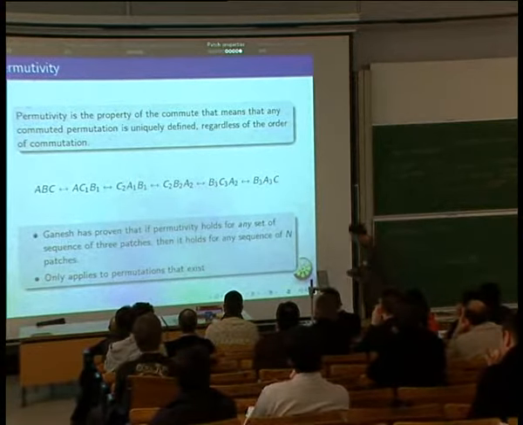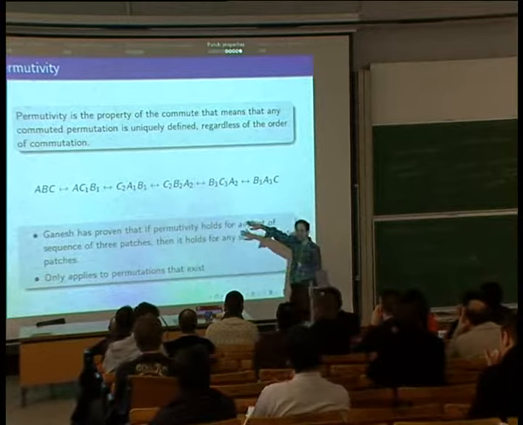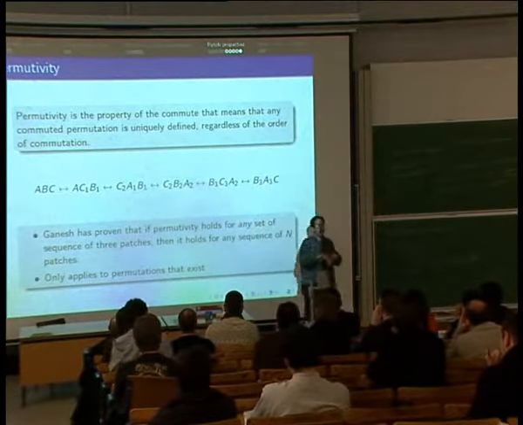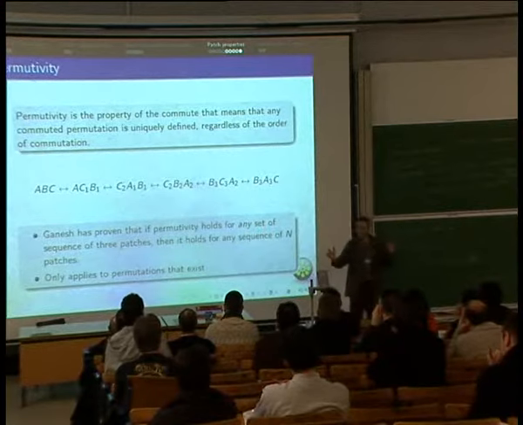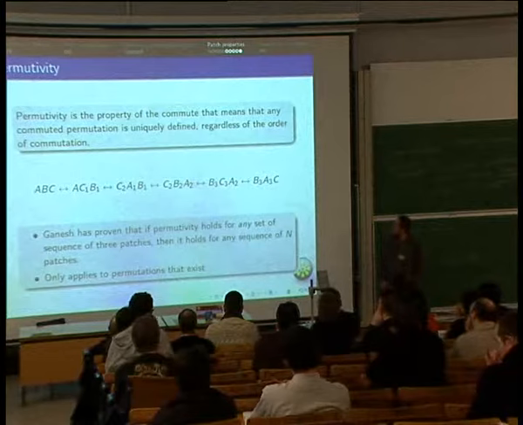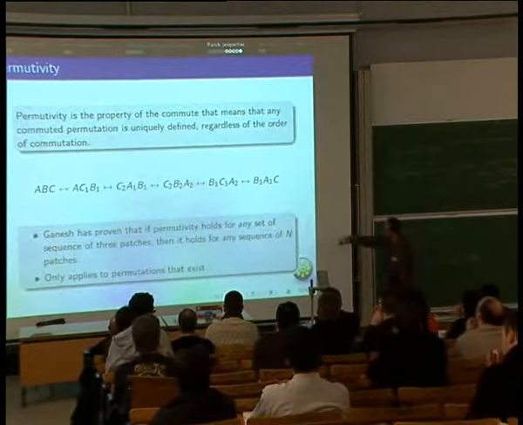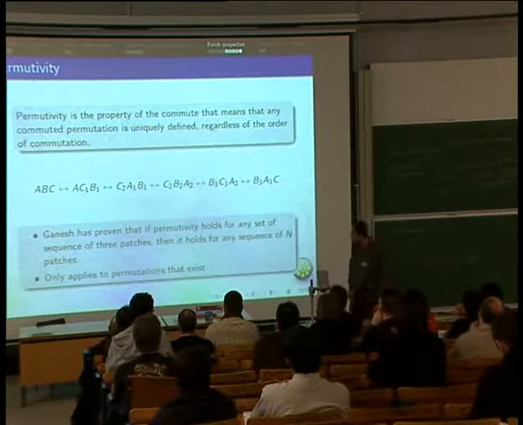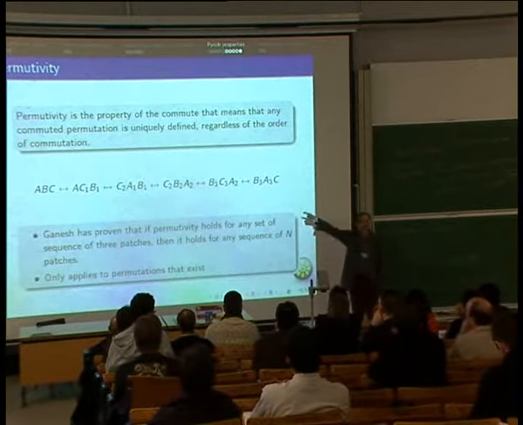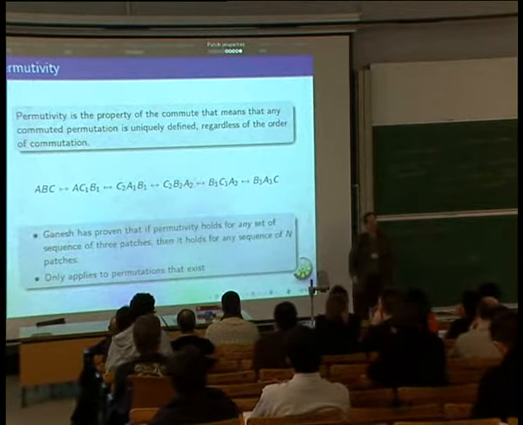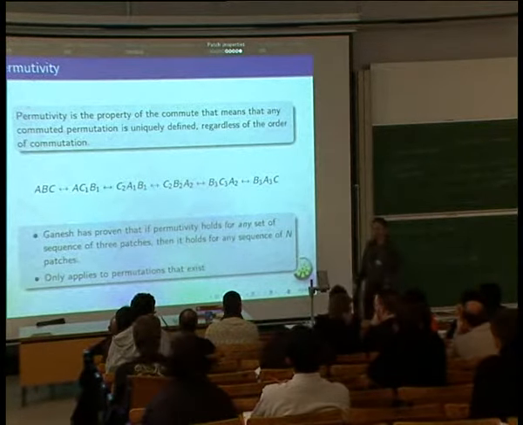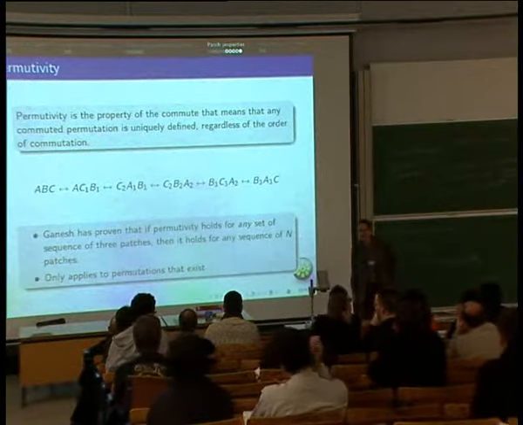And fortunately, we have a proof that if any set of 3 patches satisfies permutivity, then any sequence of n patches will also satisfy permutivity. And that would be by Ganesh, as I point out here. And I should point out this only applies to permutations that actually exist, in the sense that if the commutation fails, you can't make every permutation. And so you don't have to worry about the ones that are impossible.